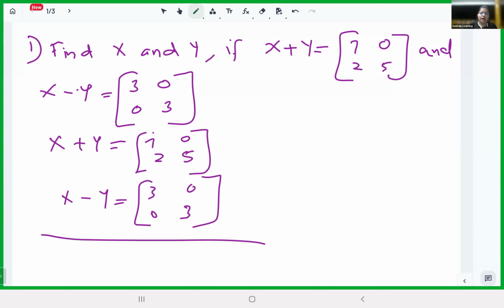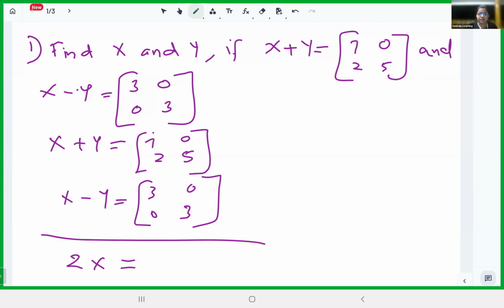Okay, so we are going to add these two equations. So if you add these two equations, then what is the value? X plus y and x minus y. If you add, plus y and minus y gets cancelled, right? So x plus x will give you 2x, right? So the left side will become 2x is equal to, right? Now, how will you add two matrices? You have to add the corresponding elements in the same position, right? You have to add the corresponding elements in the same position.